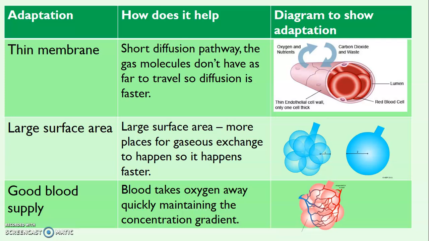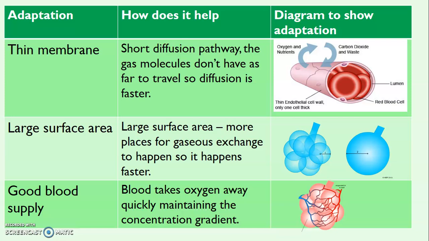Large surface area, this comes up time and time again. So the alveoli, they're like lots and lots of little sacs, and what this does is it increases the surface area, and that means that there are more places for the gaseous exchange to happen. And in this diagram, you've just got in the same space, you've got a single circle, so there's not that much space where this gaseous exchange could happen. But in this one, we're taking up the same space, but you can see there are a lot more surfaces where this gaseous exchange can happen, so a large surface area really helps.